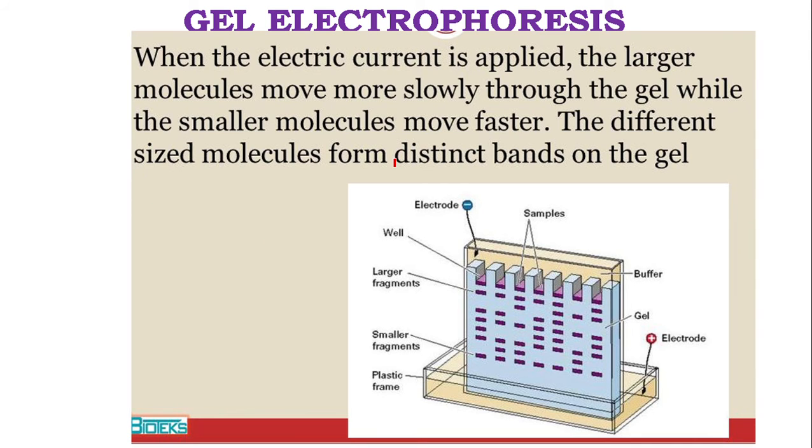The same picture is given here once again, but here, what do you see? Various bands. This is the observation we make at the end of the process. Actually here is the well. We applied the samples in these wells. From there, the fragments moved in this direction. So these are the smaller fragments, and this is the largest of the fragments.